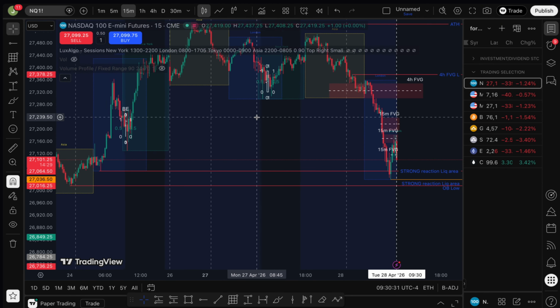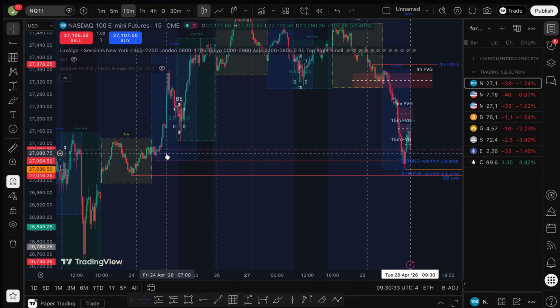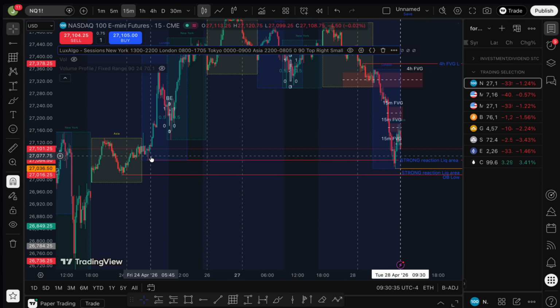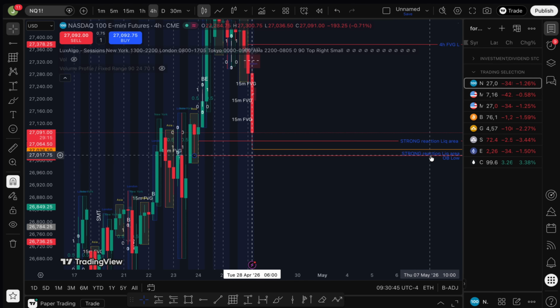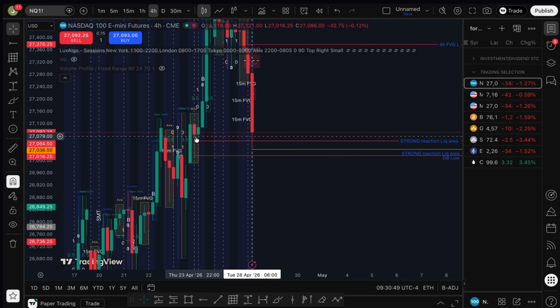I was looking at the charts previously and I think we're gonna tap these two levels, these strong reaction liquidity area reactions. And we did hit an order block right here. You see this is the low of the order block, and I said strong reaction liquidity area with an order block low. We're in an order block, so I think we're gonna bounce off. I do think we're gonna go up higher.